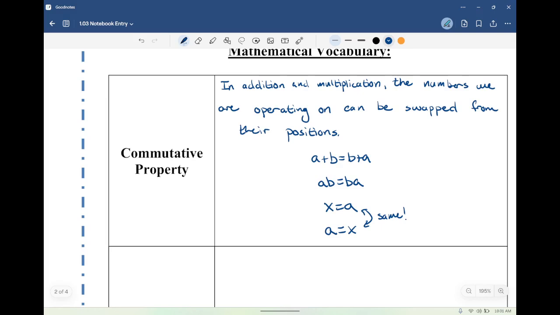What is not shown here? Subtraction and division. Order is very important in both of those. 6 plus 2 is the same thing as 2 plus 6. 6 divided by 2 is absolutely not the same as 2 divided by 6. Order is important for those other operations.